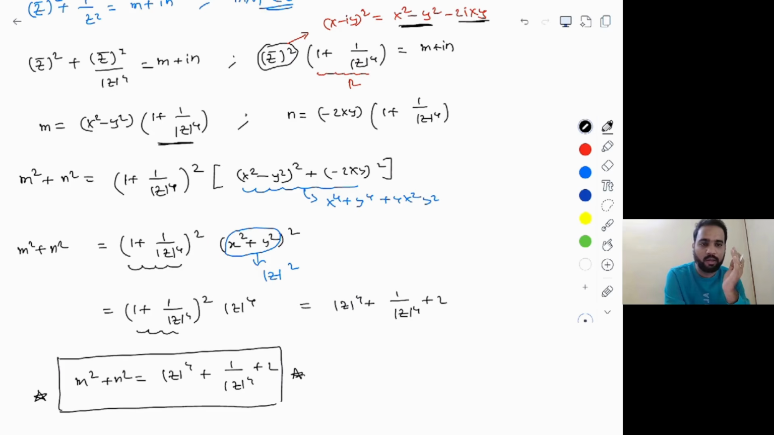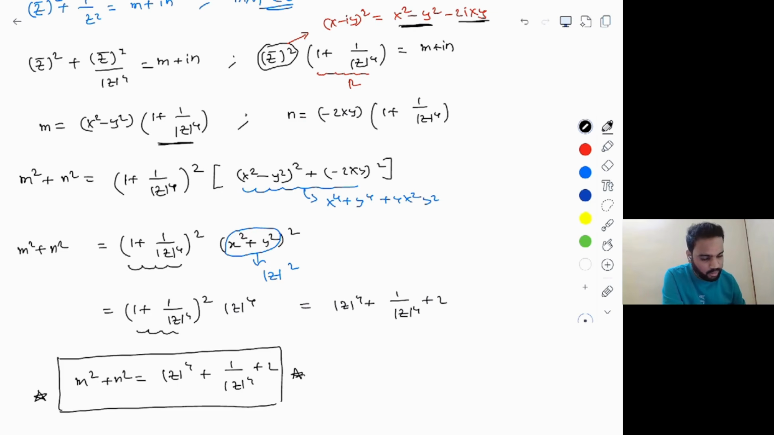So at last, what we are reducing it to is m square plus n square is equal to mod z whole power 4 plus 1 by mod z whole power 4 plus 2. Now there is a problem with this because you cannot solve it directly. It's difficult because we have three unknowns in the equation. Mod z is not known and m comma n are also not known to us. And in the last video also I told you, right? Whenever we have more variables than equations, the only thing we can do is substitute and check.